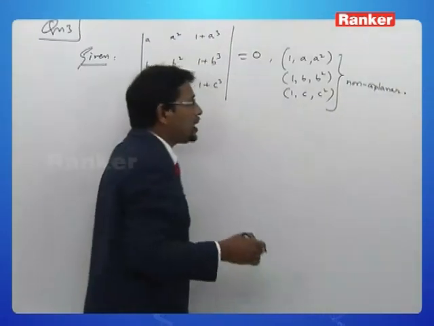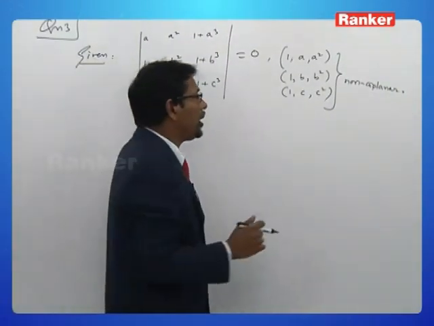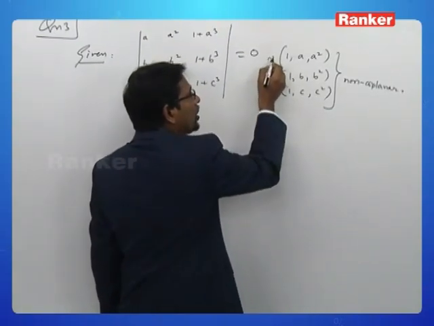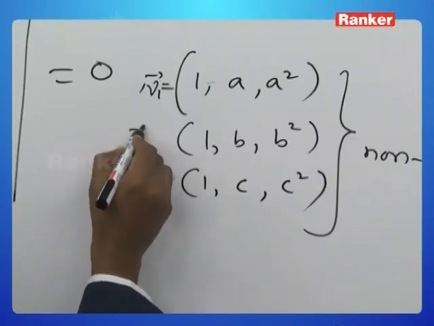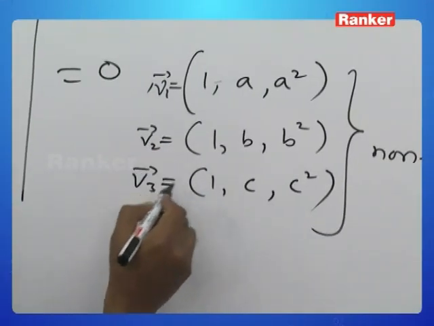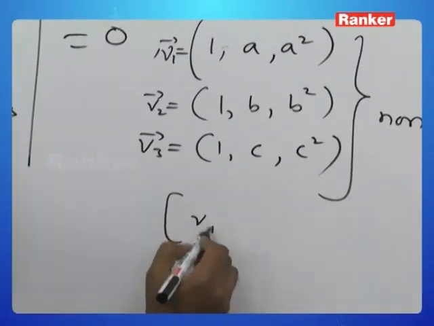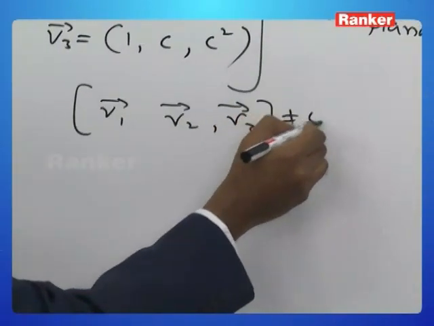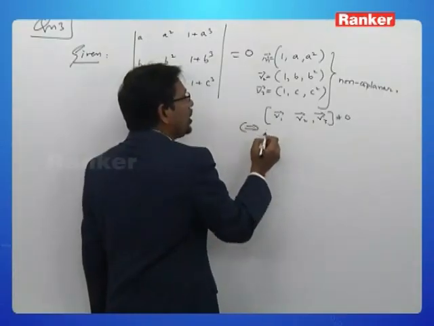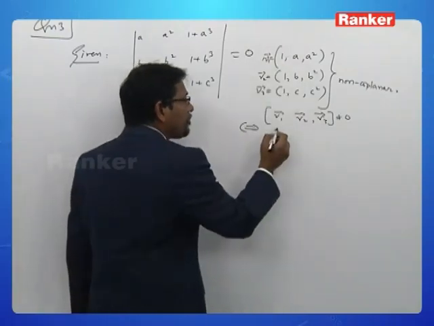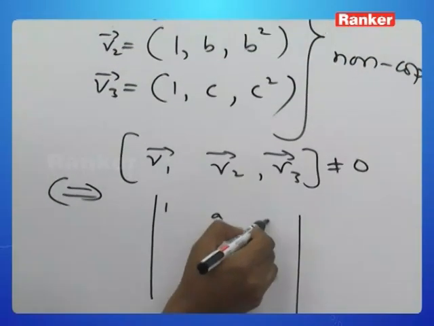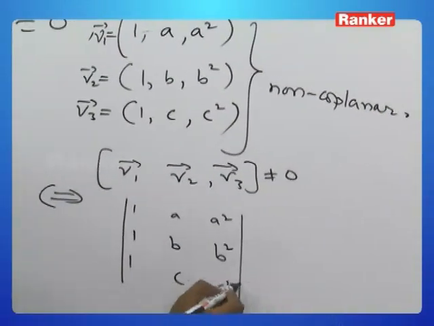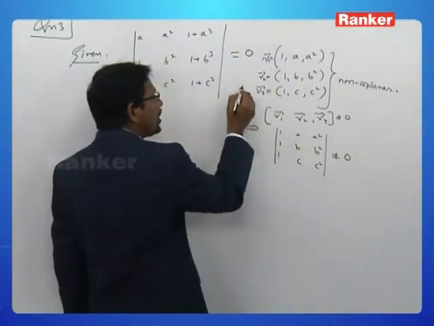Non-coplanar. The condition for three vectors to be non-coplanar is that the box product of the three vectors, we'll call them vector v1, v2, v3, should be non-zero. So [v1, v2, v3] should be non-zero. In other words, this is equivalent to saying the box product of the three vectors here, the determinant with rows 1, a, a square; 1, b, b square; 1, c, c square, is non-zero. So this is what is given to us.